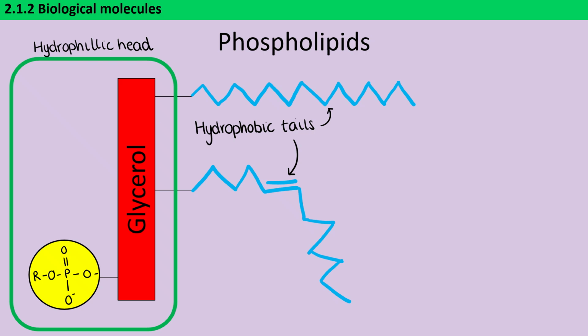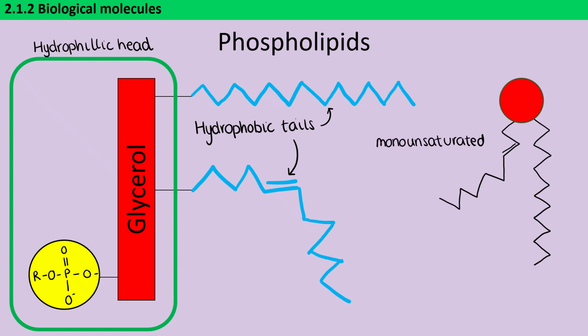Typically, phospholipids have one saturated and one monounsaturated fatty acid chain in order to maintain fluidity of the cell membrane by stopping the phospholipids from packing too closely together. However, organisms that live in colder environments are more likely to have higher levels of unsaturatedness to maintain membrane fluidity at lower temperatures.